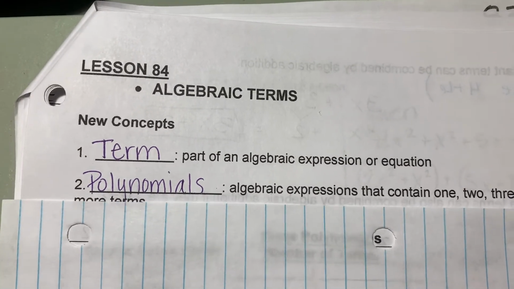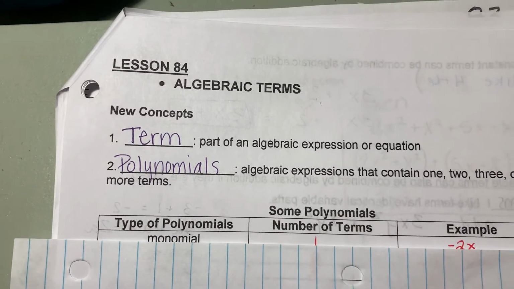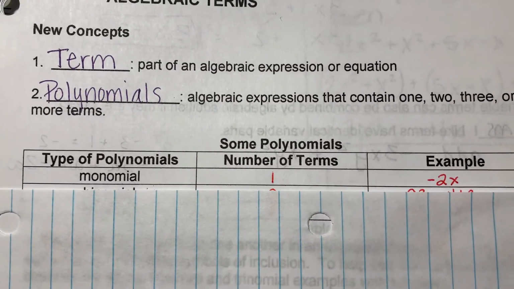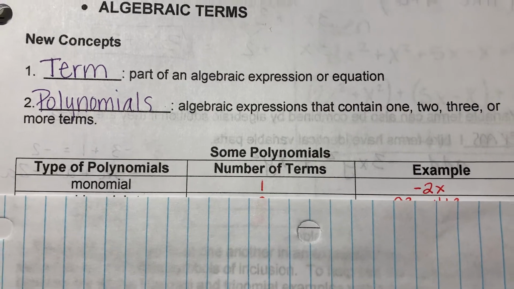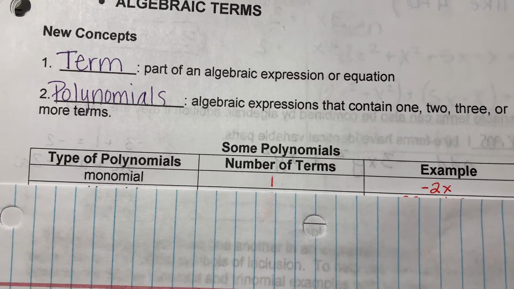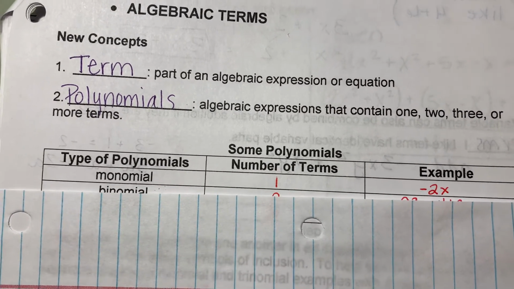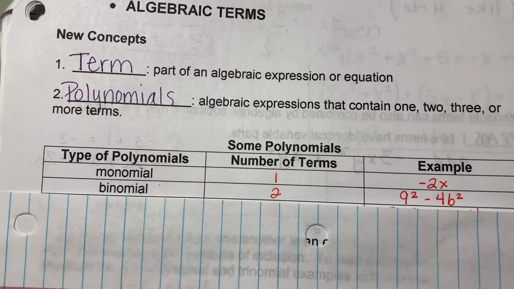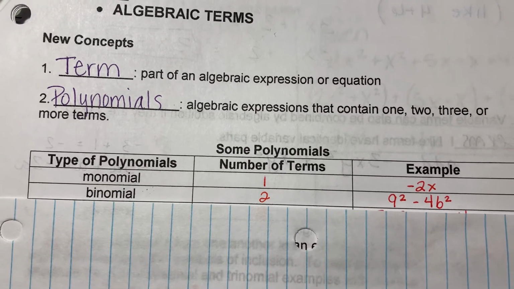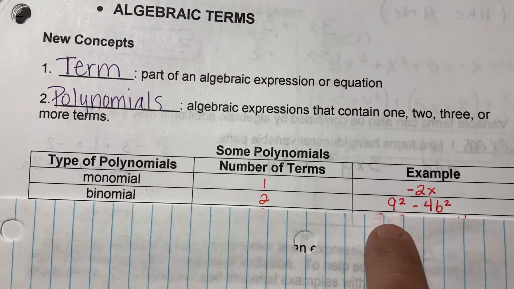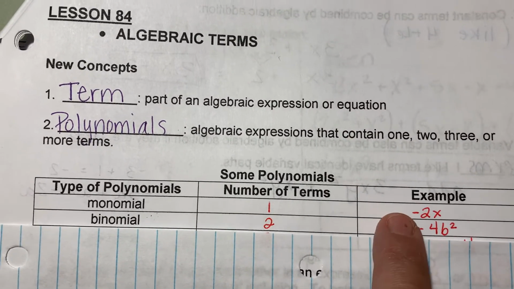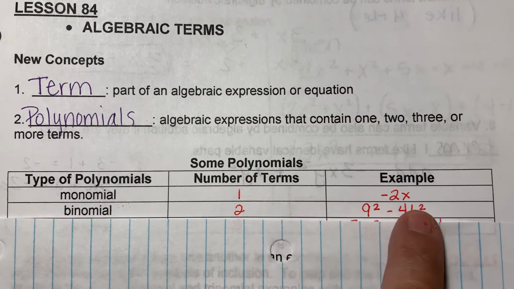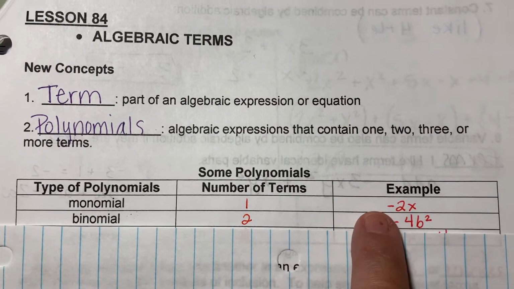Okay, so here's the difference. Some polynomials: a monomial, mono meaning one, has one term and it could look like negative 2x. A binomial has two terms and it might look like 9a squared minus 4b squared. You'll notice that here we have a term and then there's another one which is signified by a symbol in front of it. So those are two separate terms.